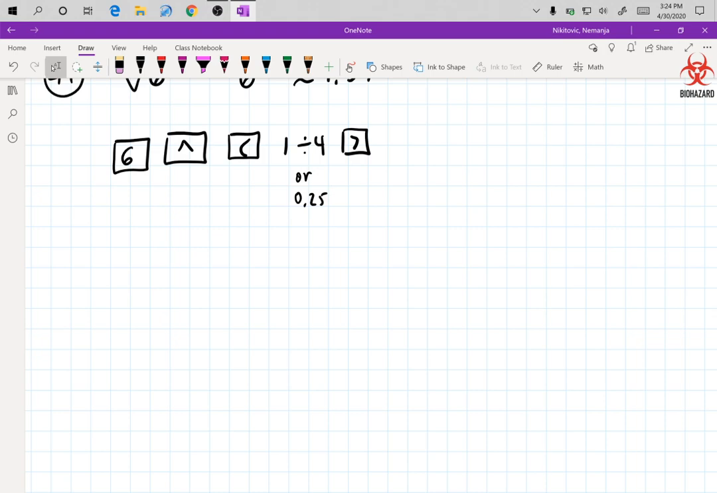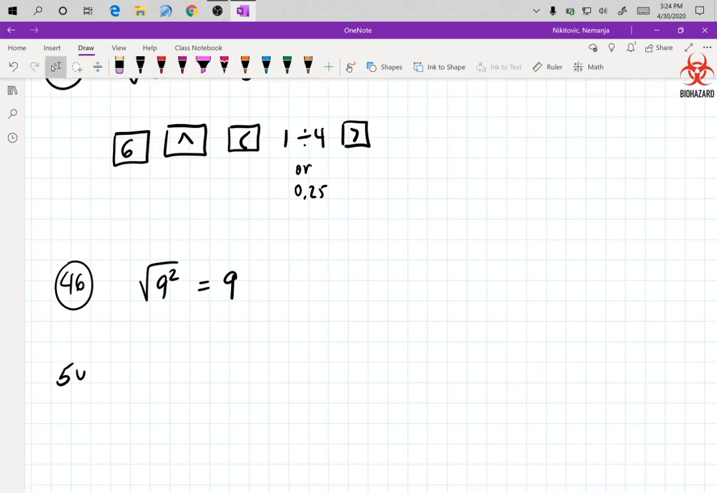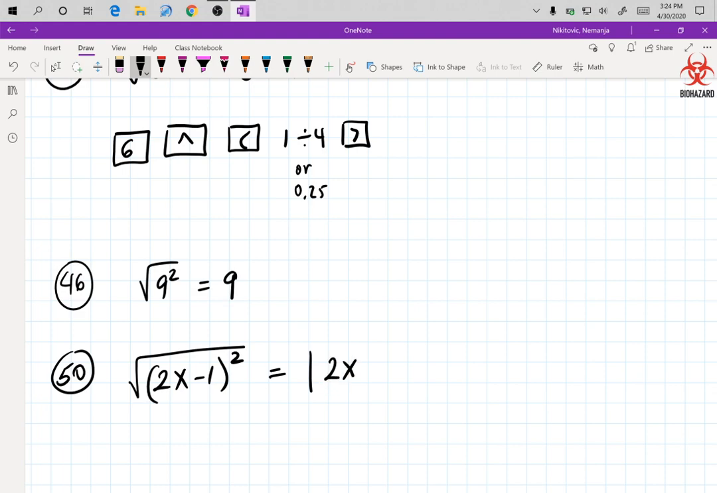A couple more examples, and then I'll get to the chat. Problem 46 is asking you to simplify 9 squared. When they cancel, you just get a 9. Problem 50 has the square root of 2x minus 1 squared. And we said that we were going to get 2x minus 1 in absolute value.